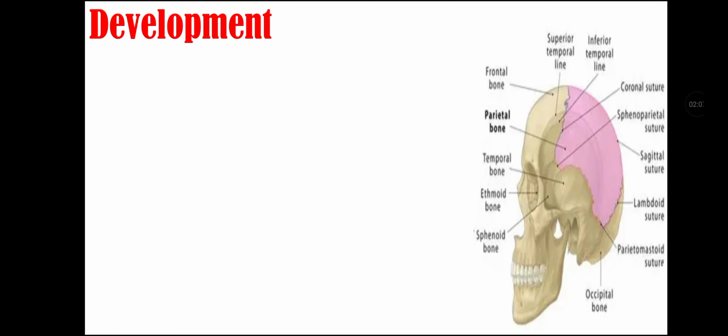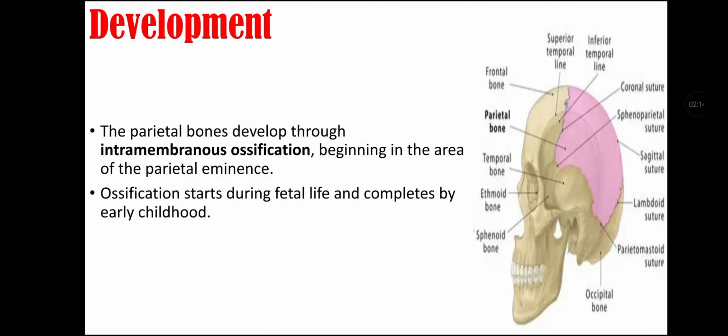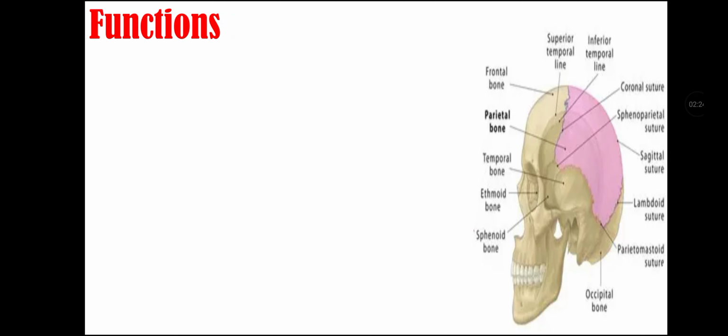Development of parietal bone. Parietal bone develops through intramembranous ossification, beginning in the area of the parietal eminence. Ossification starts during fetal life and completes by early childhood. Initially, they are separated by sutures, and the bones eventually fuse to form a solid cranial vault.